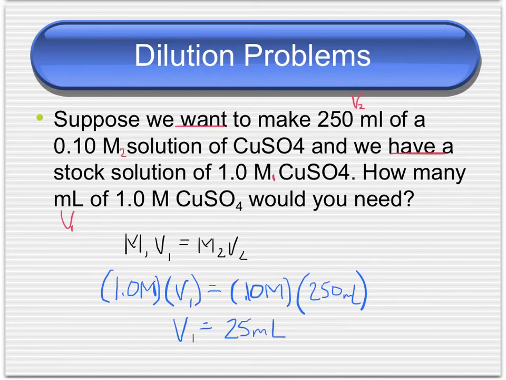So what that means is you're going to go to the back room, you're going to grab your 1 molar copper sulfate, you're going to pull out 25 milliliters, you're going to squirt it in a beaker, and then you're going to fill it up to 250 milliliters. So how much water are we going to add? Well, if we have 25 milliliters in there, and we want it to be 250 milliliters, we're going to have to add 225 milliliters of water, which will then create our final volume of 250 milliliters.